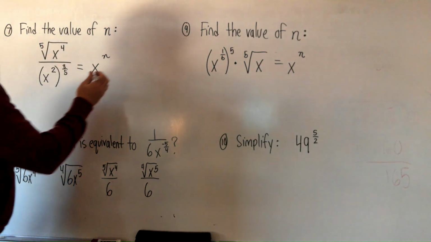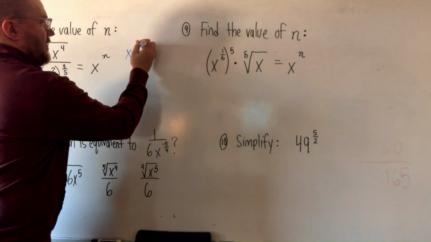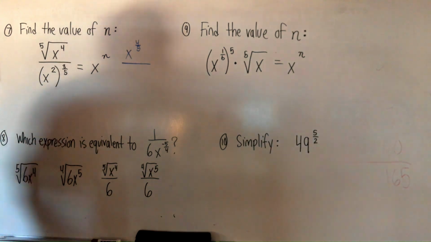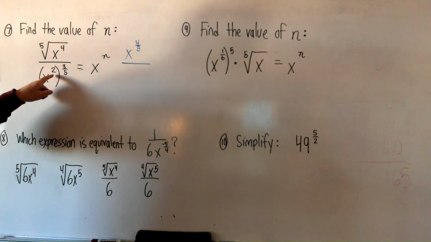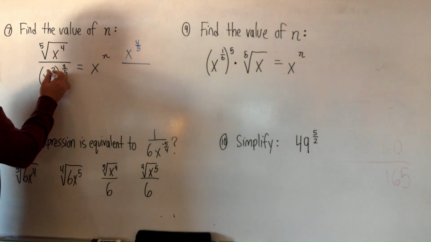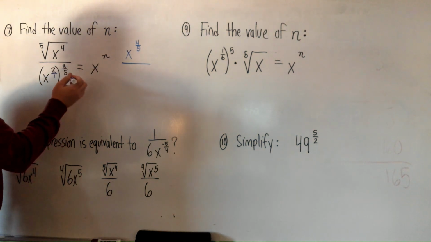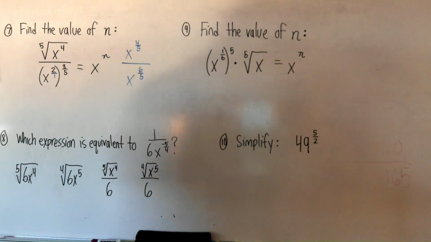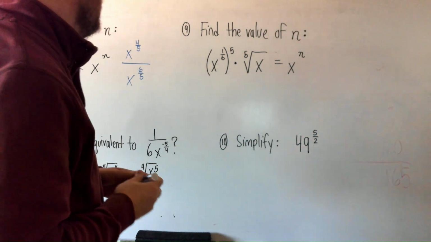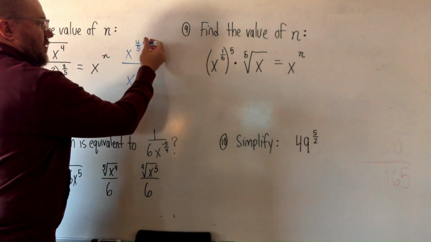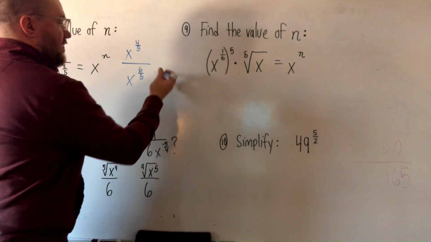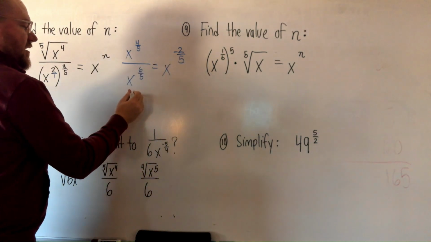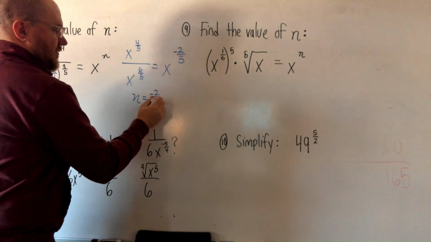So that means our numerator here will be x to the 4/5. This is the numerator, this is the denominator. And then our denominator here, let's use our laws of exponents to multiply these two, because we're raising an exponent to another exponent. So that would be x to the 6/5. And conveniently, they both have the same denominator. Remember, when you divide, you subtract exponents. So 4/5 minus 6/5 would be x to the negative 2/5. So that means n is negative 2/5.